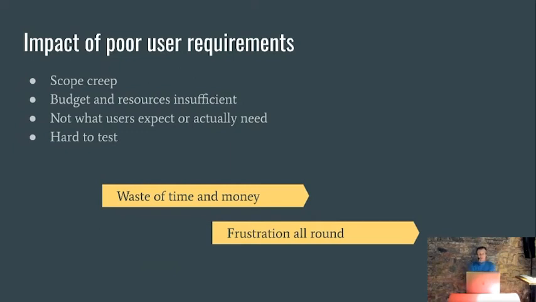If you have poor requirements, things can go horribly wrong. You almost certainly get scope creep. Someone thinks of something really important that they'd forgotten about when they first described their need. There's not enough budget and resources to deliver what they really need because you didn't think about it in the first place. It's not what the users expect. It's not what they actually need. It doesn't help them do their job. Or if they're customers, it doesn't help them interact with the product and buy things.